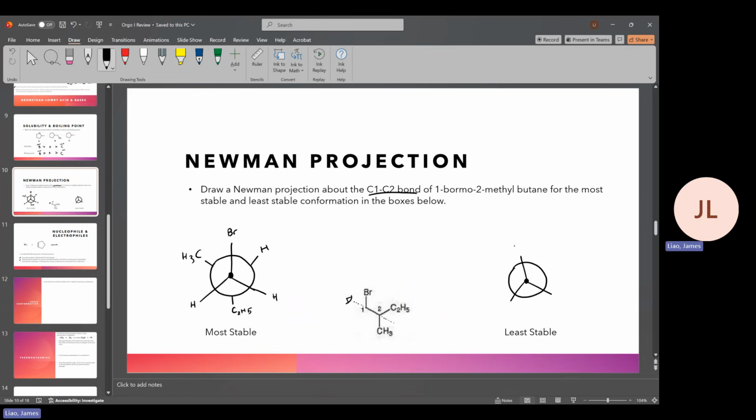Bromine, hydrogen, and hydrogen. Gonna put another wedge right here, and a wedge right here, where I need to put my ethyl group right here that's close by, my CH3 on the other side, and then a hydrogen right here. That will make it very, very less stable because it's very crowded. Steric hydrogens is going to interact, so it's going to give us a higher energy.